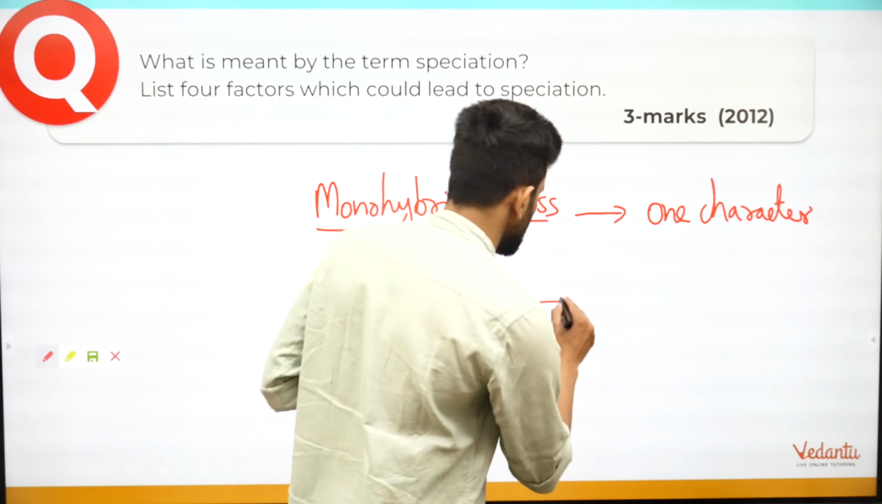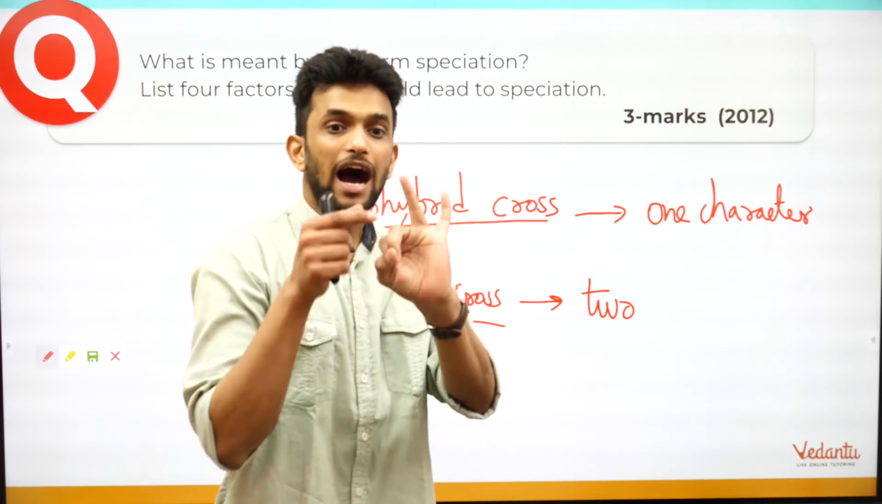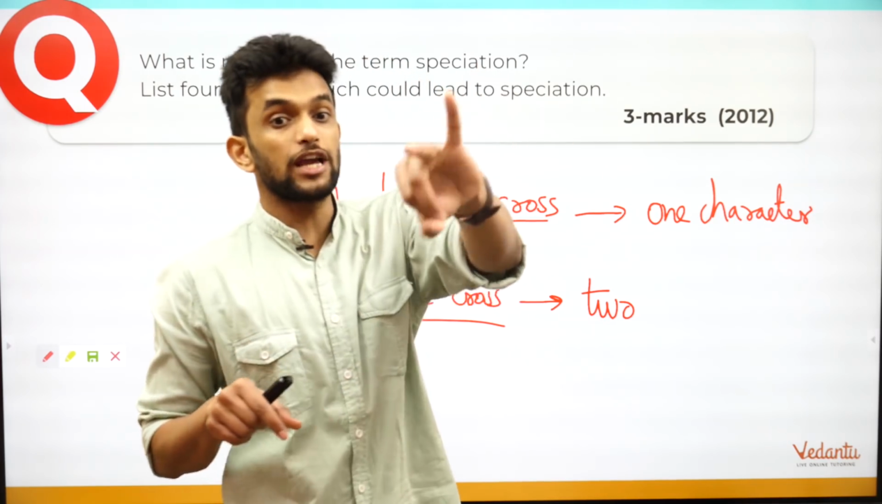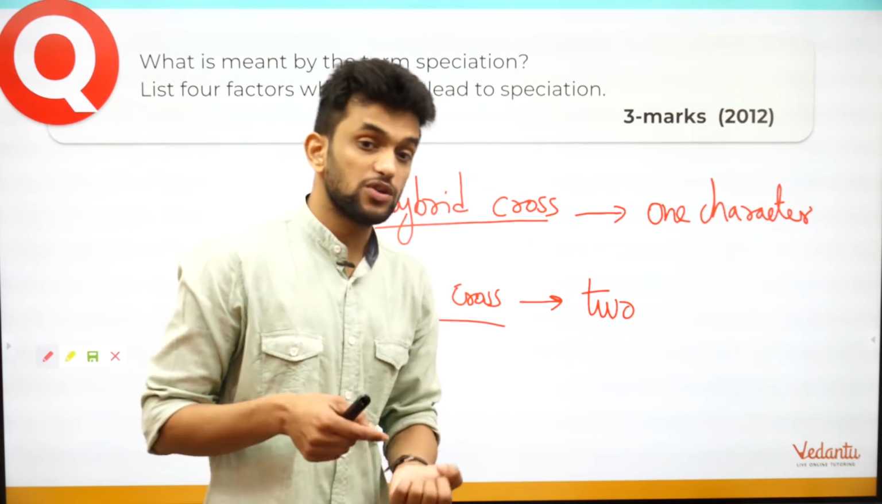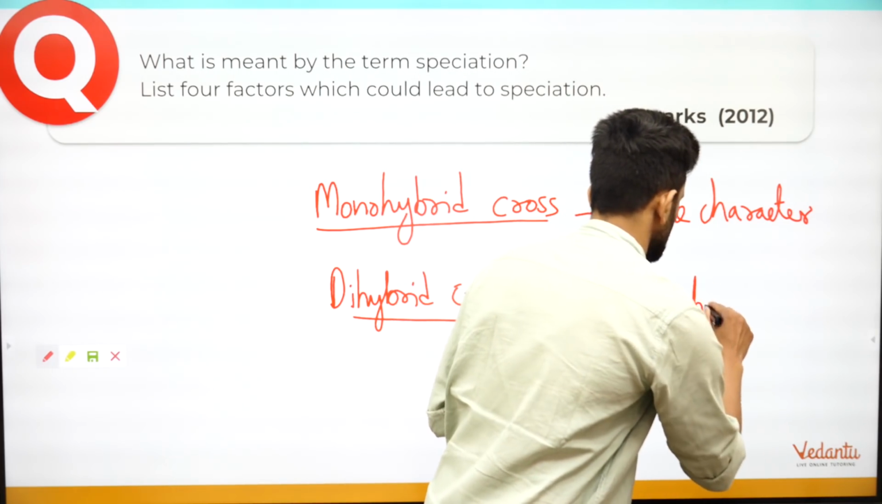But if I am studying say height and eye color, then I am talking about two characters. So how these two characters are transferred from generation to generation. If I am studying that, that is called a dihybrid cross.